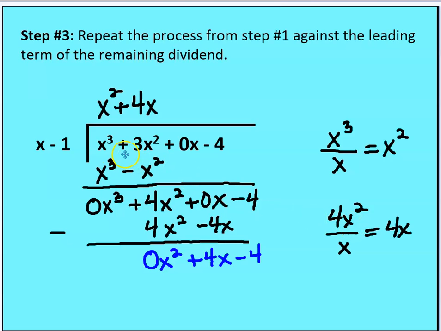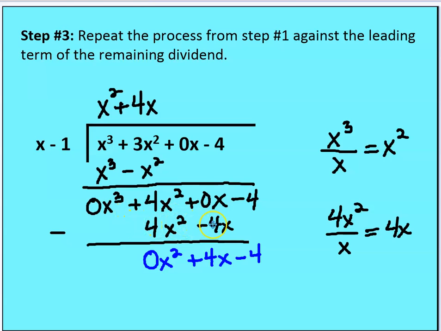And we're going to go through the same process. We're going to divide x into 4x squared, and we get 4x. That becomes our next element or term in our quotient. And then we're going to multiply this by x and negative 1.